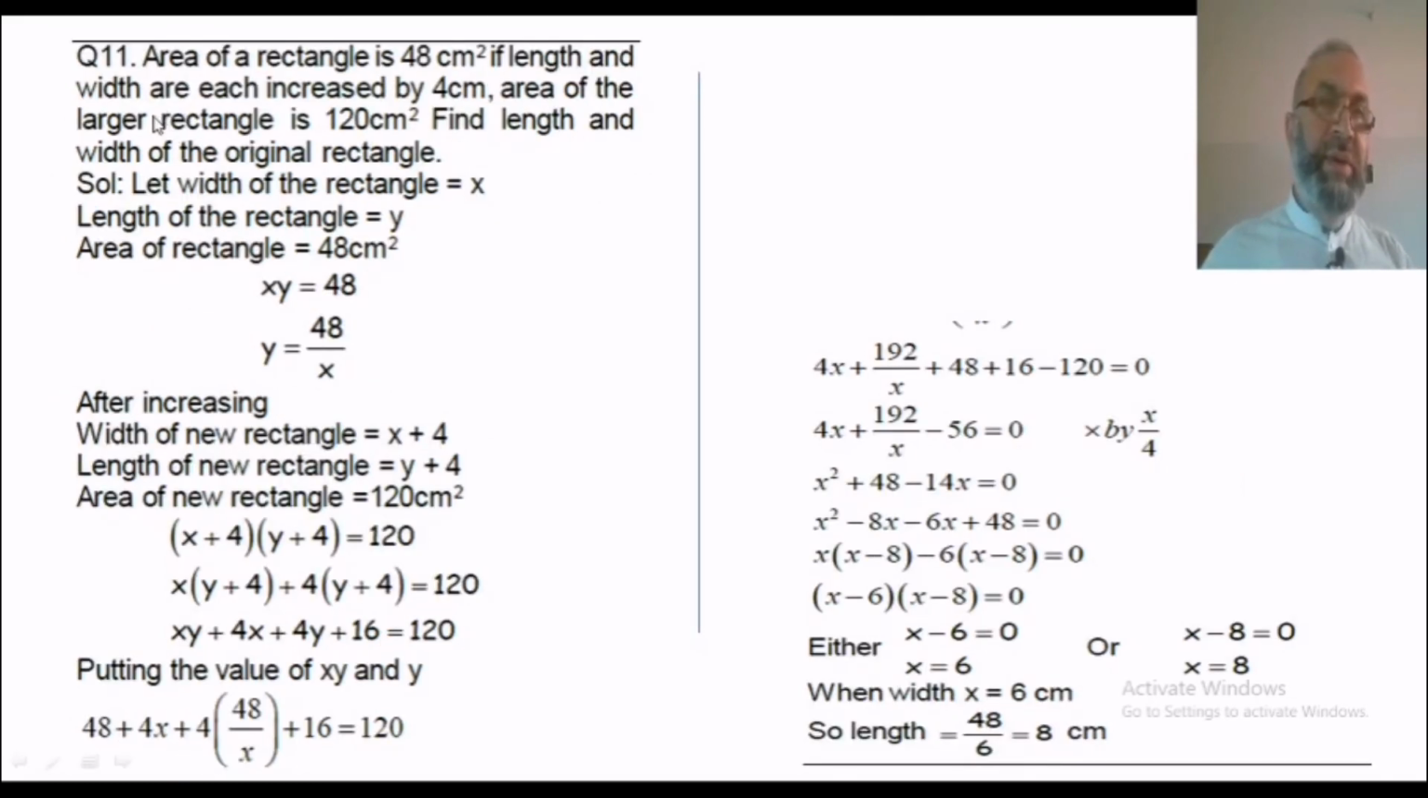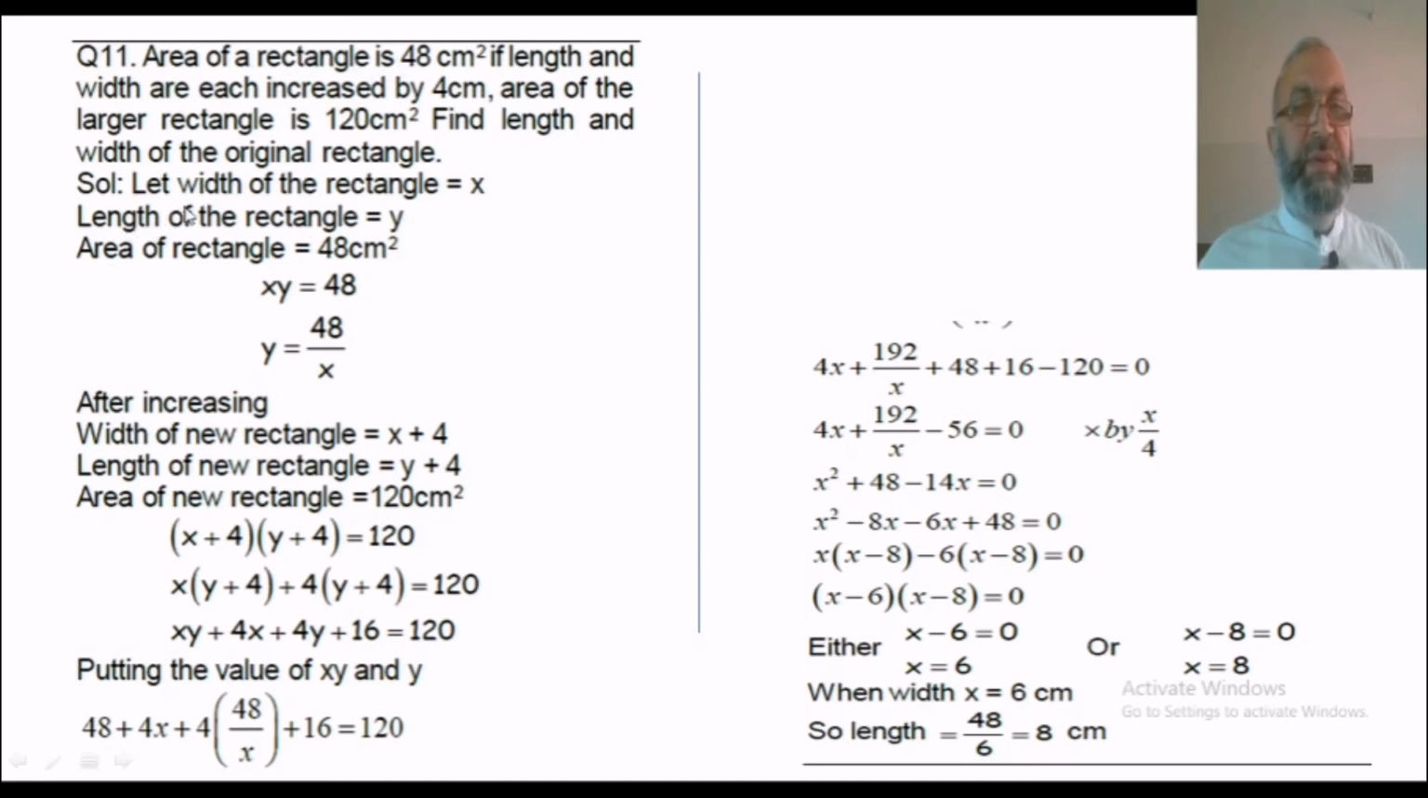Next, question 11. The area of a rectangle is 48 centimeter square. If length and width are each increased by 4 centimeter, the area of the larger rectangle is 120 centimeter square. Find the length and width of the original rectangle. So, as given in the question, first of all we write the original area of the rectangle is 48 centimeter square.